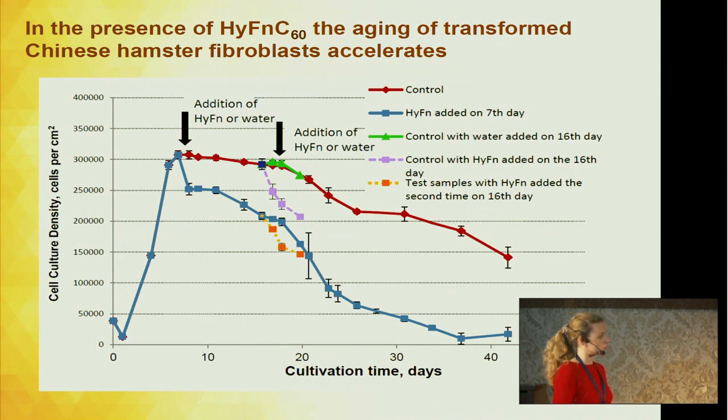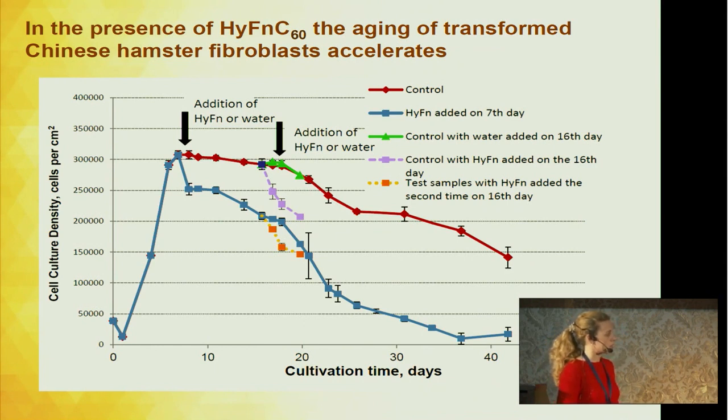They all were cultivated for 7 days, and on the 7th day, into controls, we added a portion of water, and in test samples, we added a portion of hydrated fullerene to gain a final concentration of 10 to the power of negative 19. And you see that addition of hydrated fullerene immediately resulted in the decrease of the cell population. So it can be interpreted as increased speed of aging of the culture.